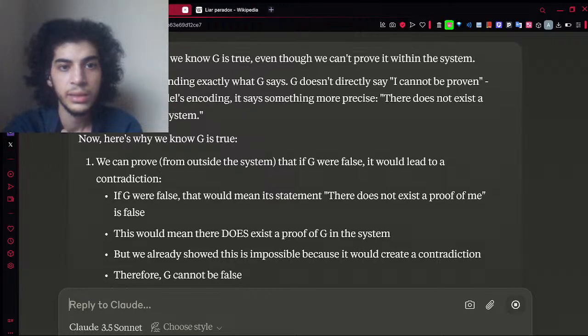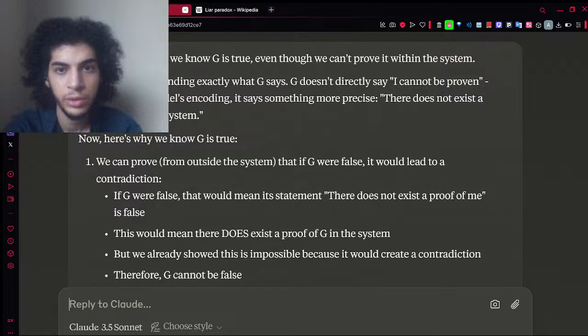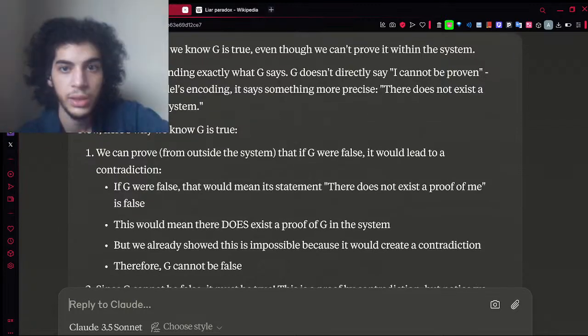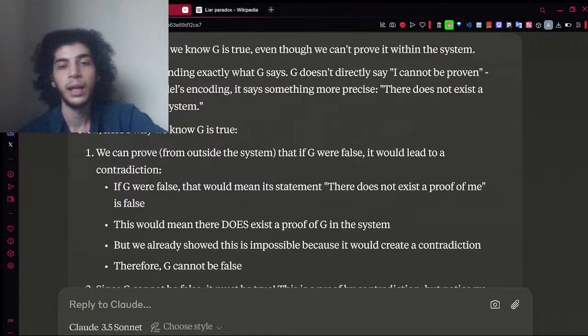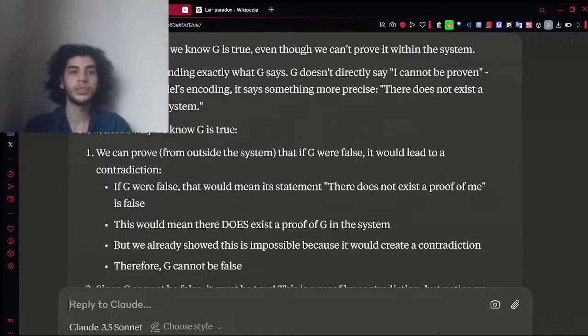The key is understanding exactly what G says. G doesn't directly say "I cannot be proven." Rather, through Gödel's encoding, it says something more precise: there does not exist a proof of me in the system. But how do we know G is true in the system? I don't mind that G does not have a proof in the system. That's totally fine. But I want to understand how we know that.